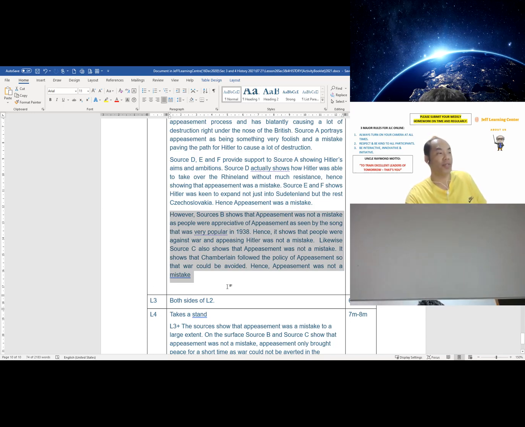Likewise, source C also showed that appeasement was not a mistake. Why? It showed that Chamberlain followed the policy of appeasement so that war could be avoided, could be shunned. Have you heard of this word shun, Harvey?